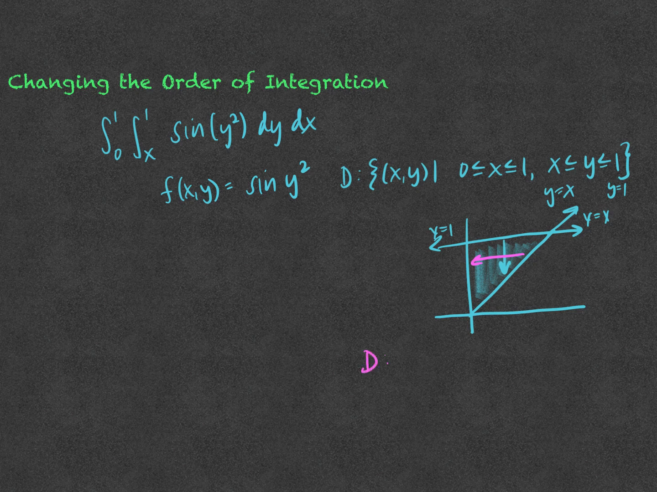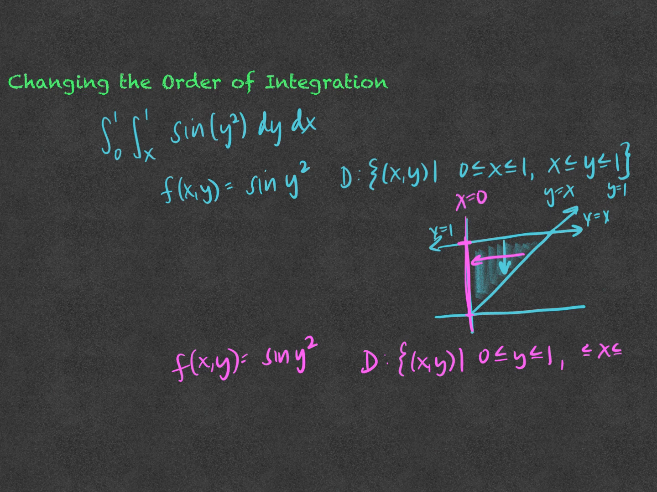So what we want to do is redefine it. We want to keep it f of xy equals sine y squared, but we want to change the region that we're working with. So we're going to start off with the fact that y goes from 0 to 1. Do you see that y goes from 0 to 1? That is definitely true based upon this picture. And now if you think about the x's, x has to be between two things. This line right here is x equals 0, and this line right here is x equals y. So x is between 0 and y.